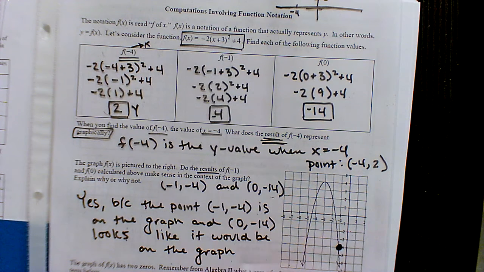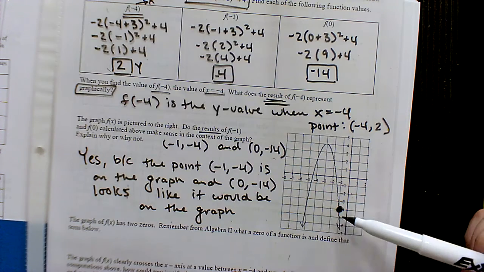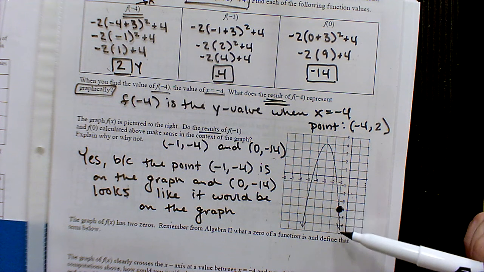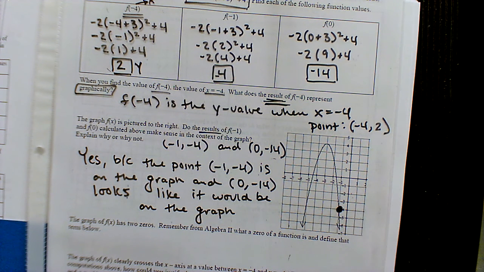We can't really tell, but based on the way the graph is traveling, notice how it's very steep towards the bottom right there. It looks like it would eventually cross at negative 14. Okay, it looks like it would.